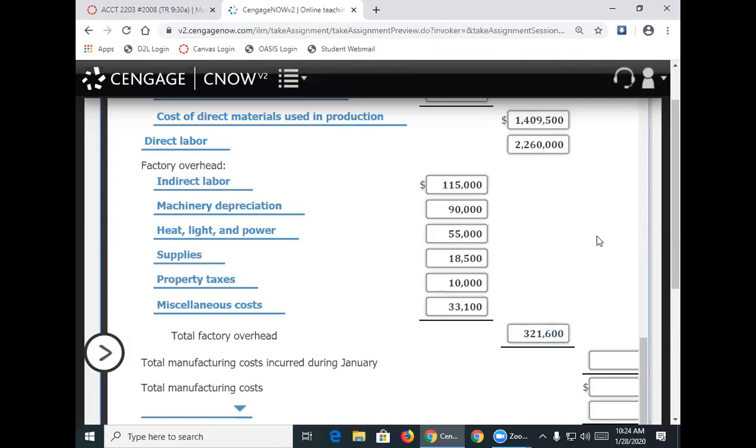So now we have our direct materials, direct labor, and factory overhead. It's prompting me for total manufacturing costs incurred during January. Well, I would just add those three up together. Okay, and that would be 4,325,700. Okay, just those three costs, just for January.